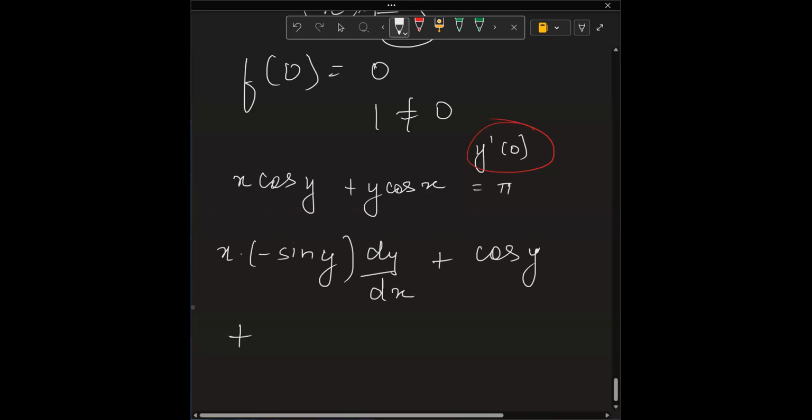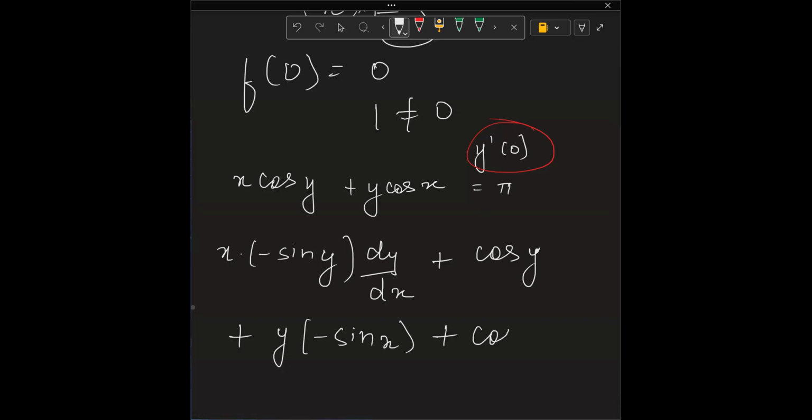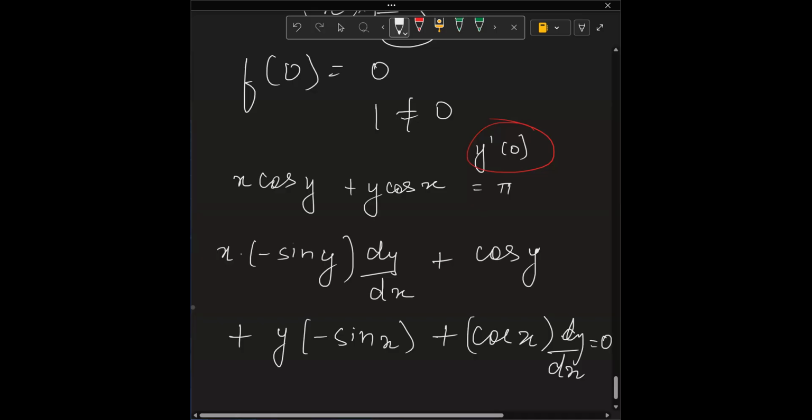Similarly we can do it for cos y cos x. Taking y constant, the differentiation of cos x is minus sin x, plus taking cos x constant, the differentiation of y is dy by dx. On the right hand side you have pi, which is a constant, so that is going to be 0.